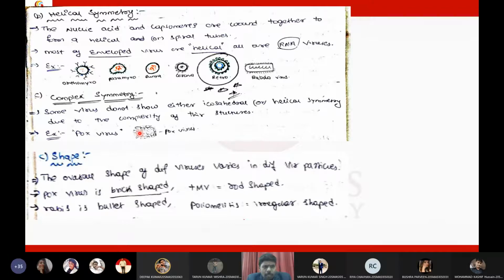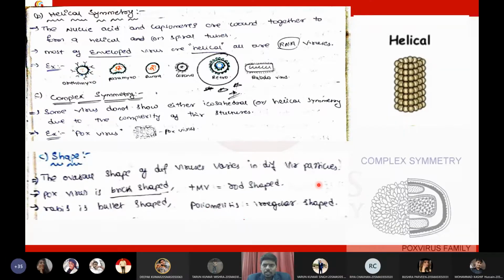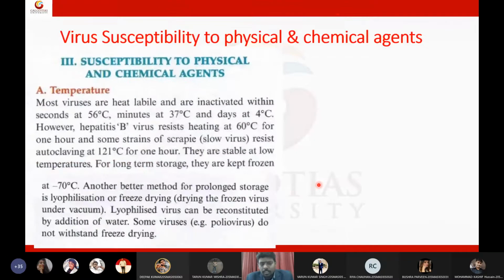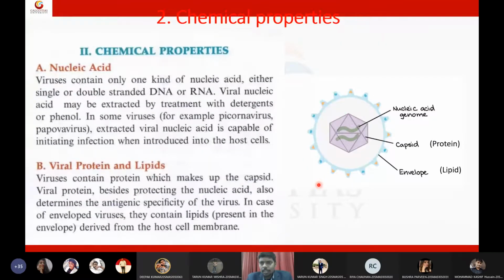Then coming to the shape of the viruses, we have brick-shaped viruses, bullet or rod-shaped viruses, and we have spherical viruses. Then chemical properties of viruses. So there are three important chemicals in the virus.